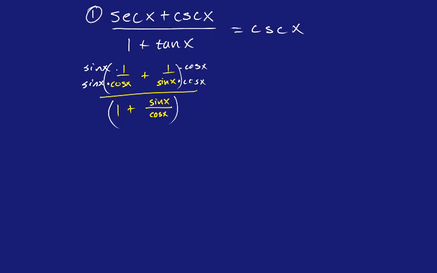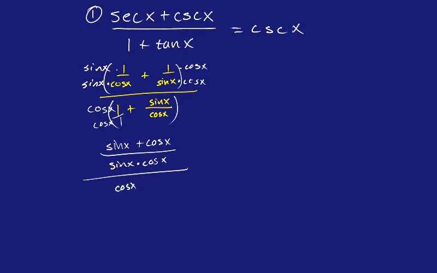And so on the top we would have sine of x plus cosine of x all over sine of x times cosine of x. And that's my denominator. So that's the top. Okay, let's look at the bottom. This 1 is going to be 1 over 1, and it's going to be cosine of x over cosine of x, and that's all we need. So on the bottom we would have cosine of x plus sine of x all over cosine of x.